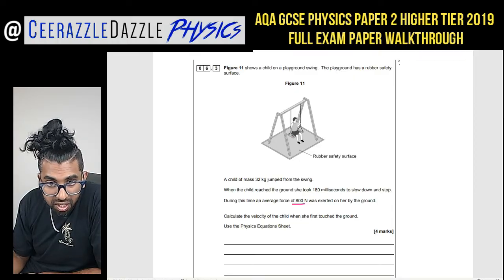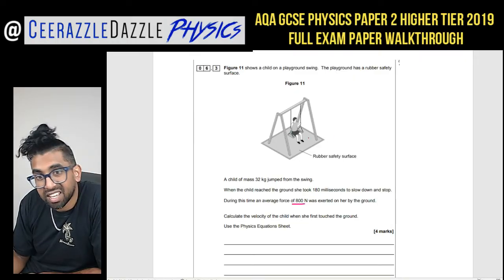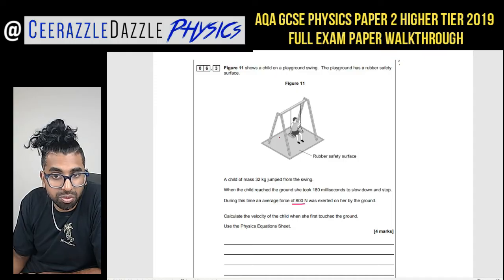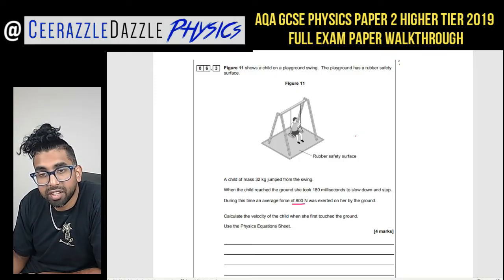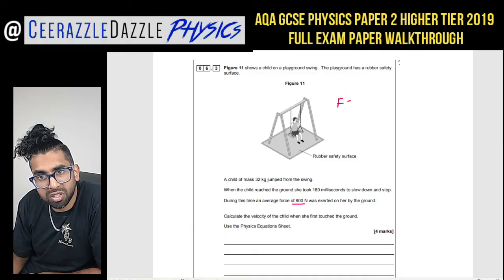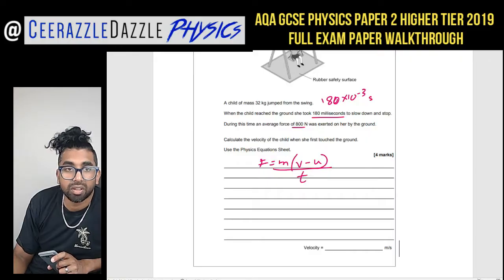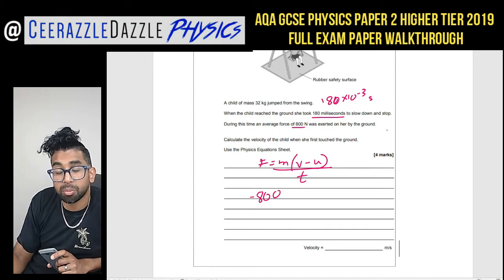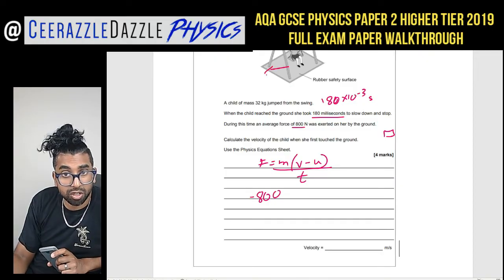So she's on the swing, and obviously it moves off, and what happens is you touch the ground. So first of all, when she first touched the ground, what's going to happen? Obviously she was moving, and she's going to slow down. So we're going to be looking at the following formula. Force is equal to the mass times the change in velocity divided by time taken. Now the force is going to be negative 800. The reason why? Because it's in the opposite direction to the motion. Don't forget, the force is going to try and pull them back. So that's the reason why the force is going to be negative.